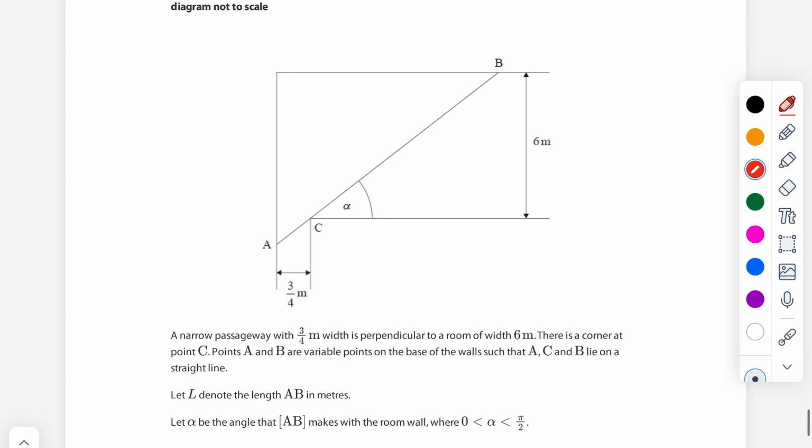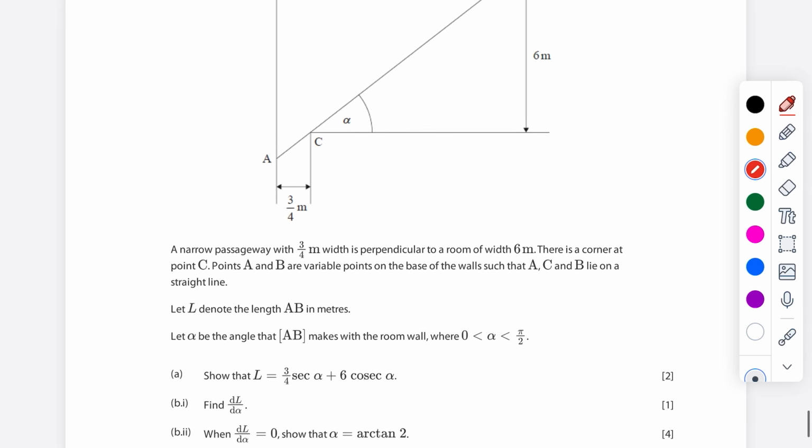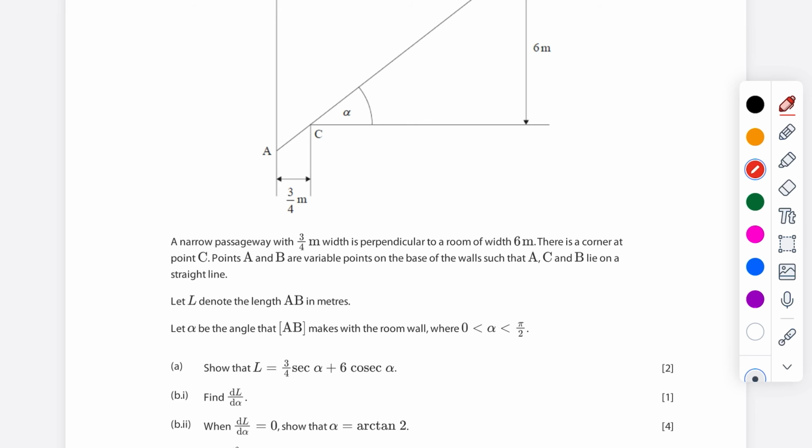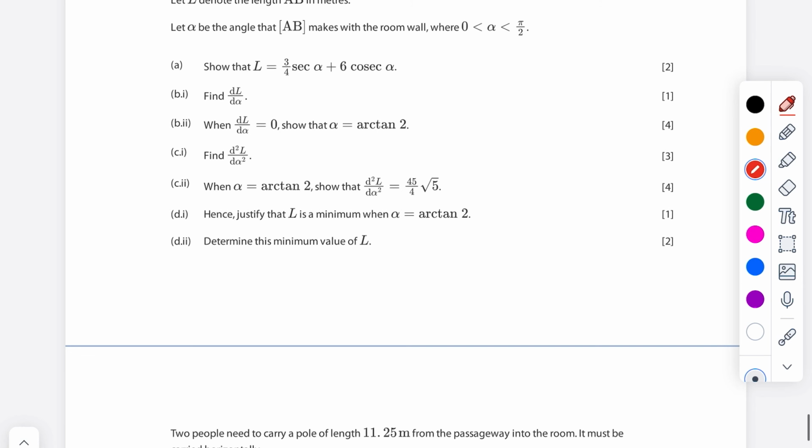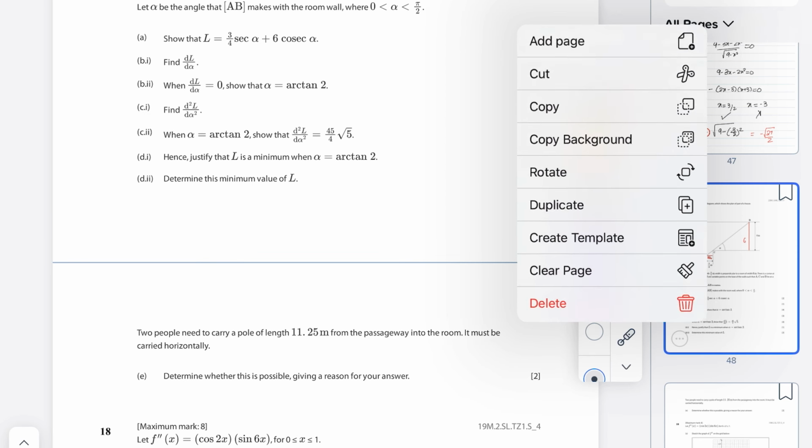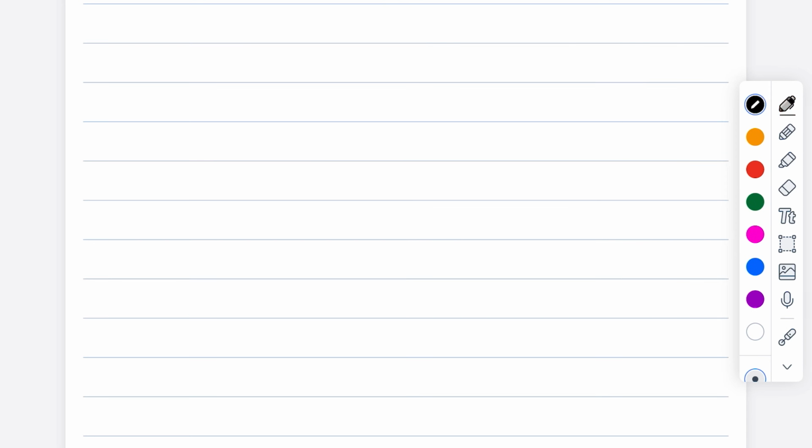Okay. Coming to the next question. A narrow passageway. Consider the following diagram which shows the plan of a part of a house. A narrow passageway with 3 upon 4 meters width is perpendicular to the room of 6 meters. So this height is 6. This is 3 upon 4. Show that L. What is L? Length of that. So you have to read the question carefully. He's asking to show that L.